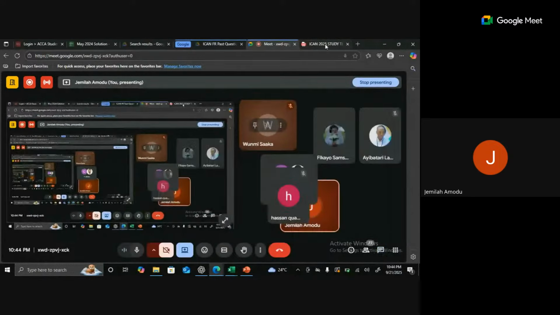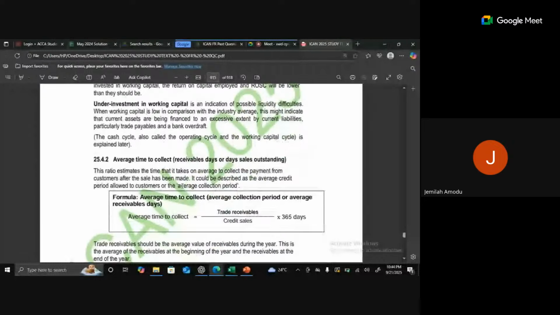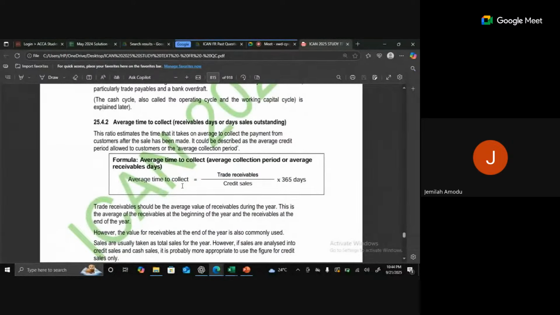They say average time to collect receivable days, right? Or outstanding. So this is like receivable average period. That is what I know this ratio to be before, but I don't know what they are writing here. They say this ratio estimates the time it takes on average, just as the name implies, to collect the payment from customers after the sale has been made. It could be described as an average credit period allowed to customers or average collection period, whichever one is used.